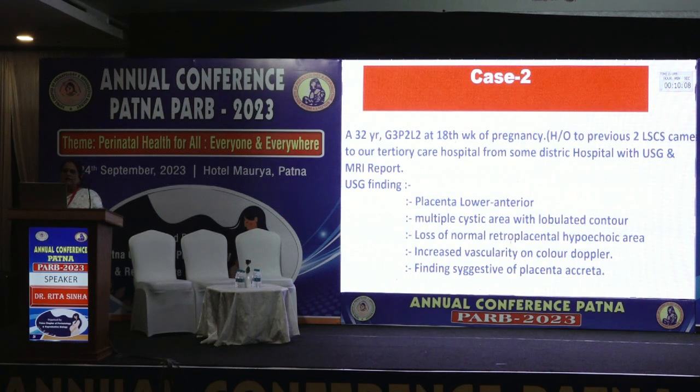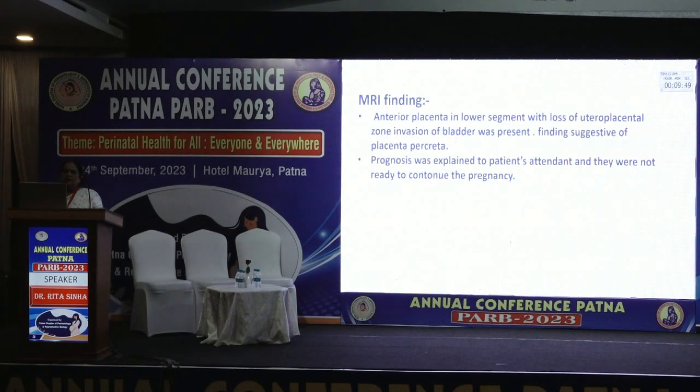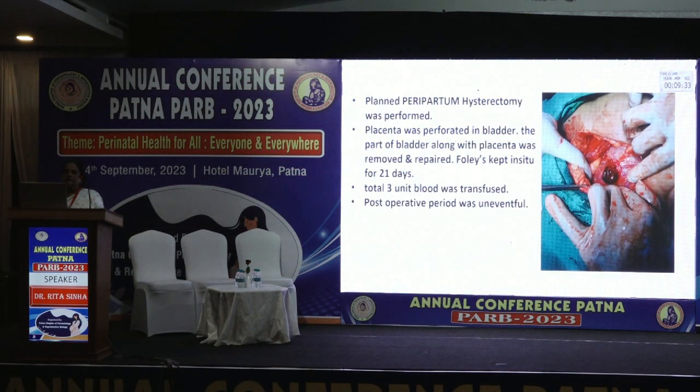Ultrasound finding: placenta lower anterior, multiple cystic areas with lobulated contour, loss of normal retroplacental hypoechoic area, increased vascularity on color Doppler, suggestive of placenta accreta. This is the MRI. MRI finding: anterior placenta in the lower segment with loss of uteroplacental zone, invasion of the bladder was present, suggestive of placenta percreta. Prognosis was explained to the patient's attendants and they were not ready to continue the pregnancy. So a planned peripartum hysterectomy was performed.